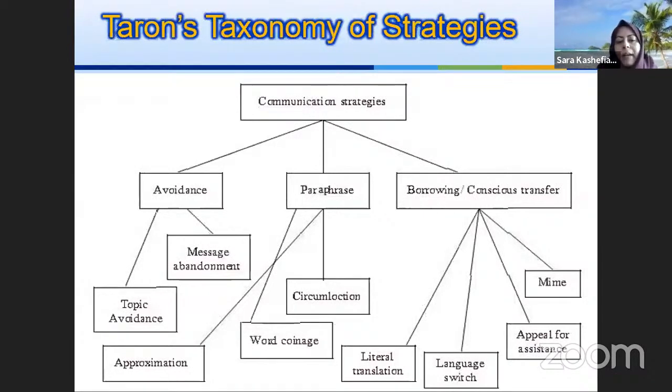Then we have appeal for assistance. The learner asks for the correct term. For example, what is this? What is it called? So he tries to seek the help of other people. Then we have mime. So the learner tries to use some nonverbal strategies in place of a lexical item or action. For example, he wants to show the word applause. He or she starts clapping his or her hands to illustrate the word.